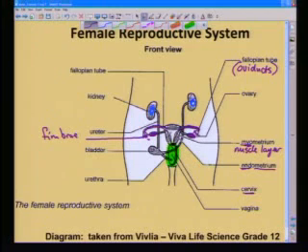Okay, so the vagina leads through the cervix into the uterus, and linking to the uterus you have the fallopian tubes or oviducts, and then the ovaries are separate structures. They release the egg, and that gets sucked into the fallopian tubes by the fimbriae. All right, that is the female reproductive system.